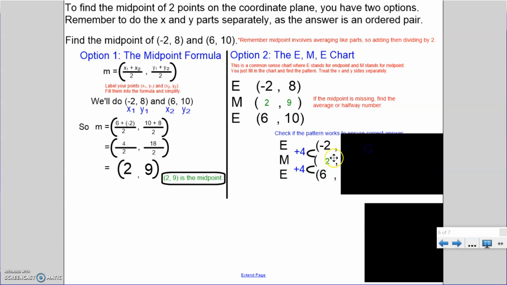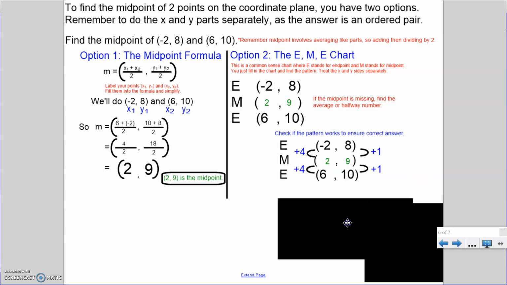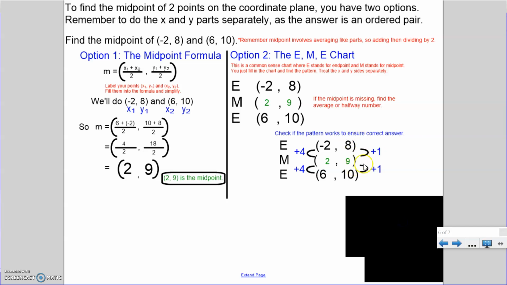So we check the left side. How do you go from -2 to 2? You have to add 4. Then you have to add 4 again to get 6, because the middle means the same distance away from both sides. Alright, the other side. How do you go from 8 to 9? You add 1. Then from 9 to 10, you add 1. So plus 1, plus 1, good. The pattern is maintained.